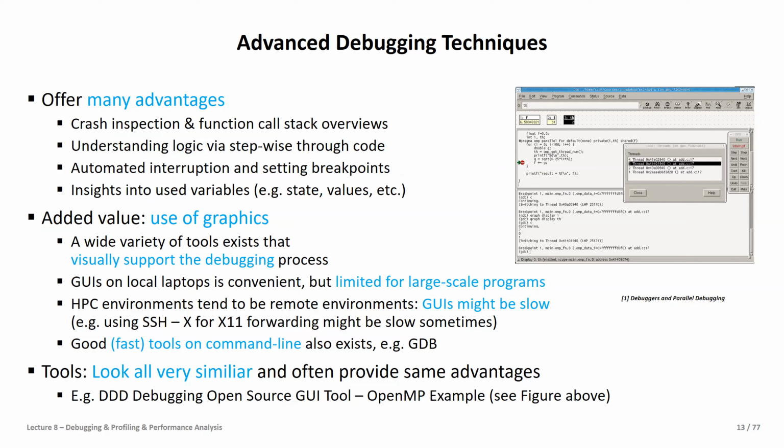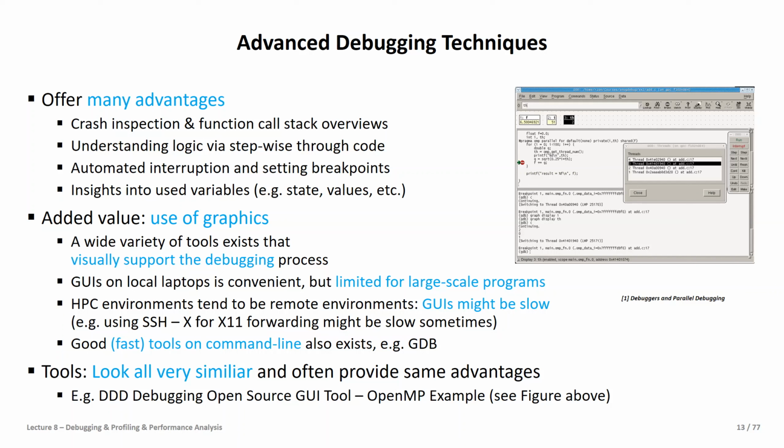Of course, there are many advantages: crash inspection, function call stacks, the variable status. We have lots of insight there. And the setting of breakpoints is, of course, something very important. But it's still not so easy to apply those techniques, because in a sense you have to attach them to different processes. I'll show you an example later.